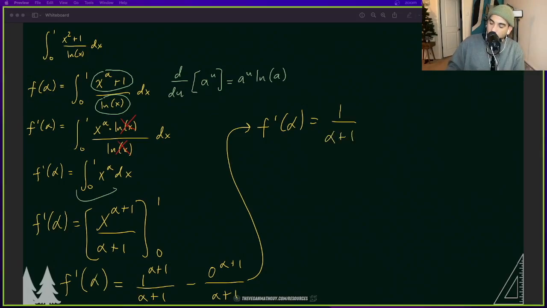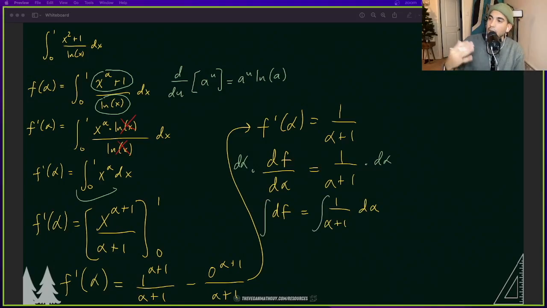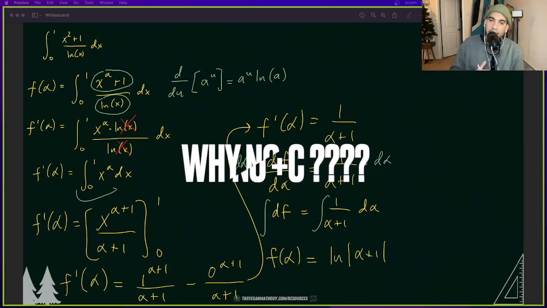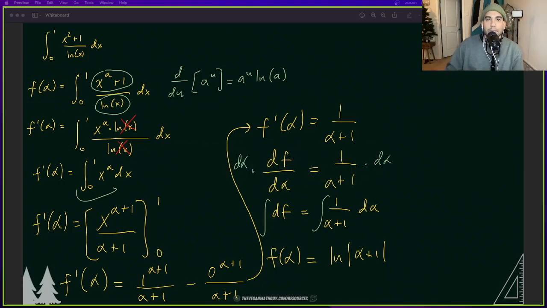You could think of f prime of alpha as d of f over d alpha is equal to 1 over alpha plus 1. And I can use separation of variables to solve for f. And now we can go ahead and integrate both sides in respect of their variables. On the left side, we just get f of alpha. And on the right side, using u substitution, we get natural log of absolute value of alpha plus 1. And for the Feynman technique, we're going to go ahead and disregard the plus c.